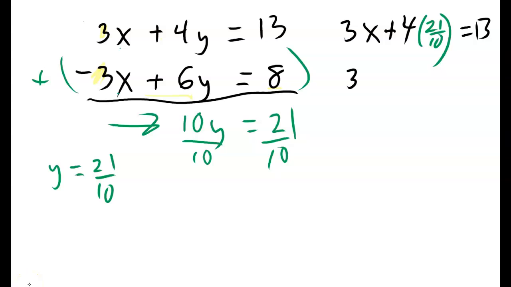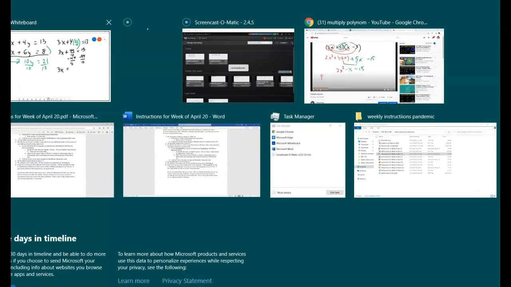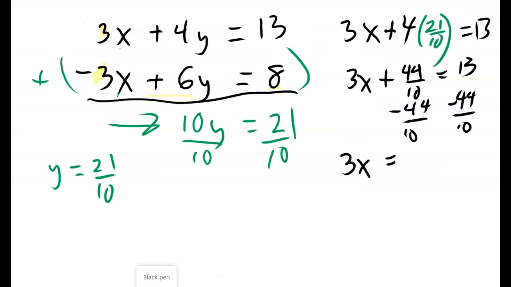So when I do that, I get 3x plus 44 over 10 equals 13. So I subtract 44/10 from both sides. And I get 3x equals 13, which will be 130, sorry, I wrote 103, 130 tenths minus 44 tenths, and 130 minus 44 will be 86 tenths.